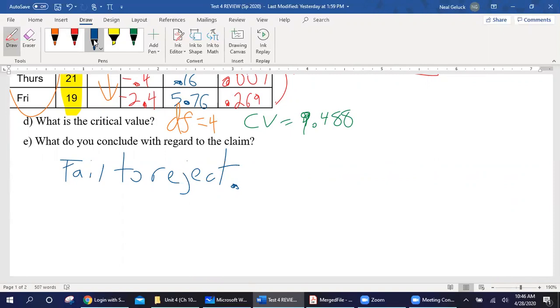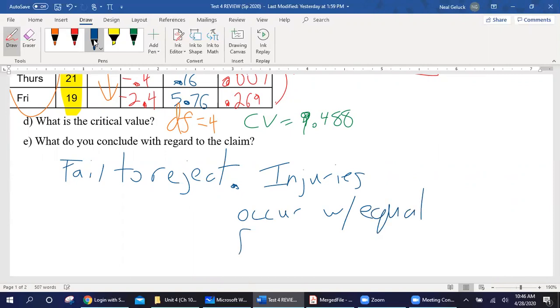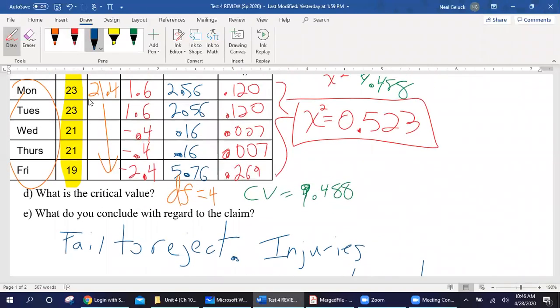So it appears injuries occur with equal frequency by day. Equal frequency by day of the week. Which, if I look at my numbers, they're pretty close: 19, 21, 21, 23, 23. They're all pretty close, and the chi-square value allows me to see that as well, that yeah, they do feel pretty close.